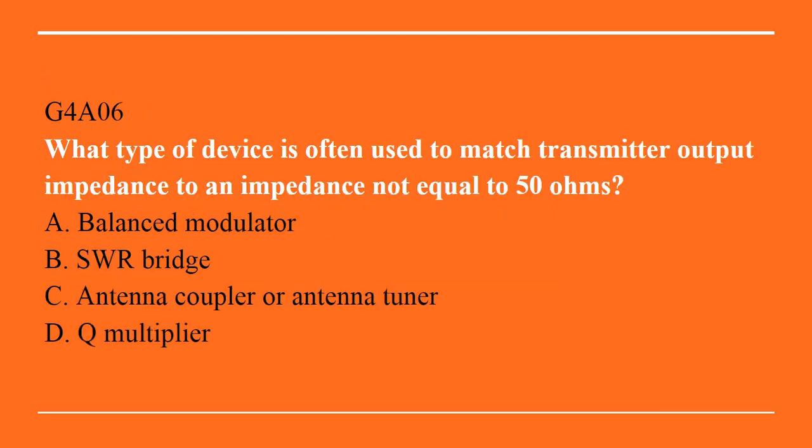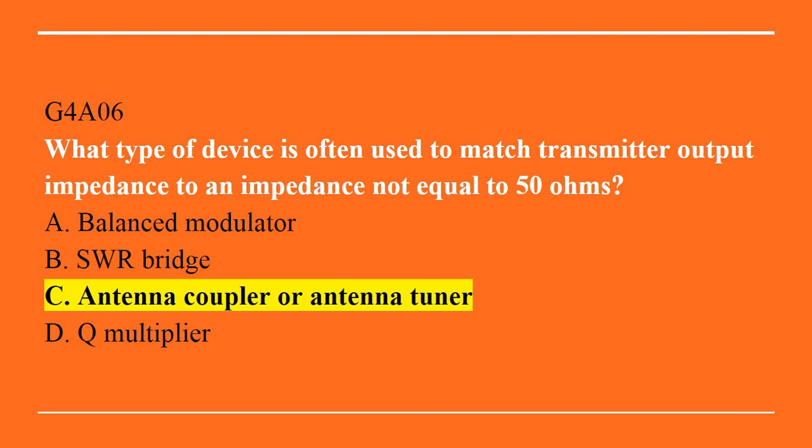G4A06. What type of device is often used to match transmitter output impedance to an impedance not equal to 50 ohms? A. Balanced modulator. B. SWR bridge. C. Antenna coupler or antenna tuner. Or D. Q multiplier. Correct answer is C. Antenna coupler or antenna tuner.